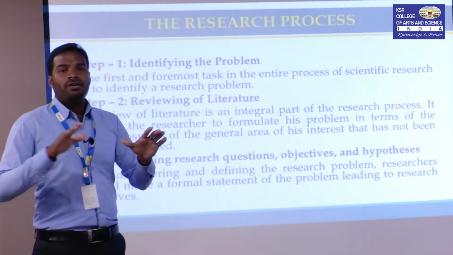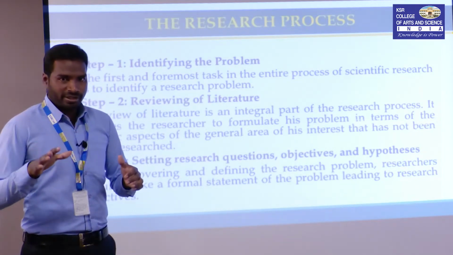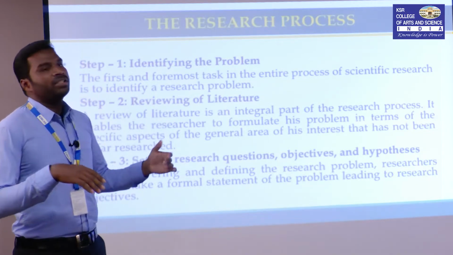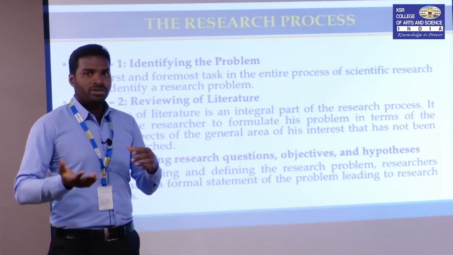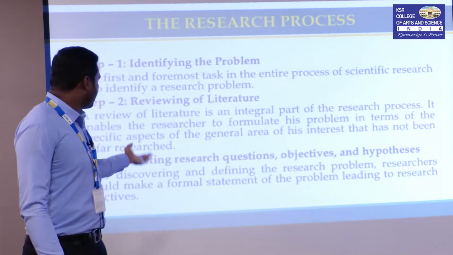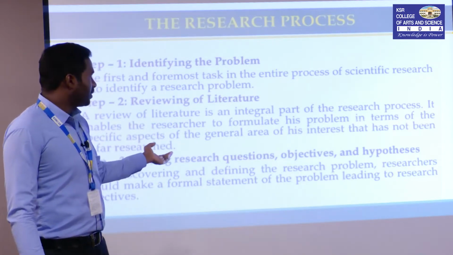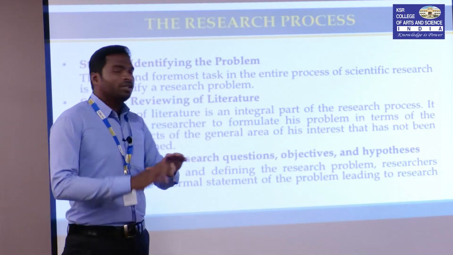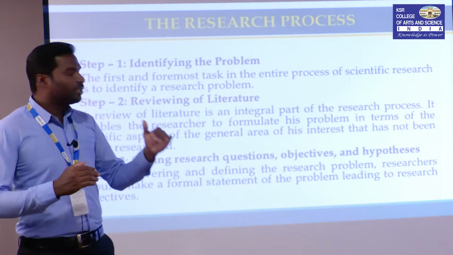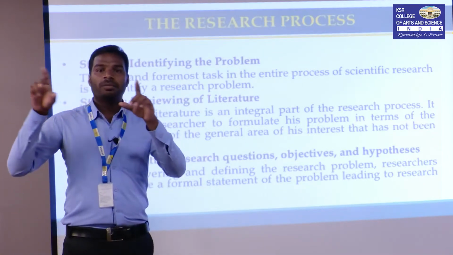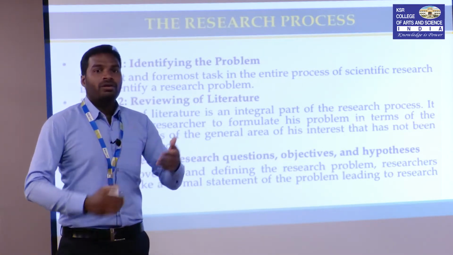And the third one is setting research questions, objectives and hypothesis. We have identified what the problem is, and the review of literature has been made to find various kinds of solutions for the problem. So in this third stage, setting research questions, objectives and hypothesis, we are clear about the research problem, and we go for the research questions. Based on the problem, we have to make questions.